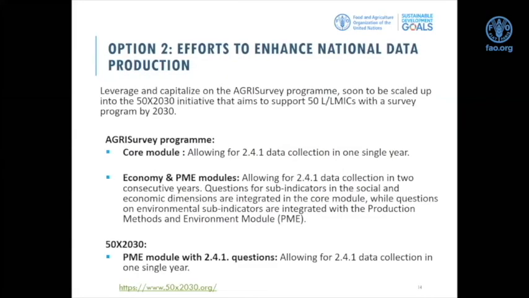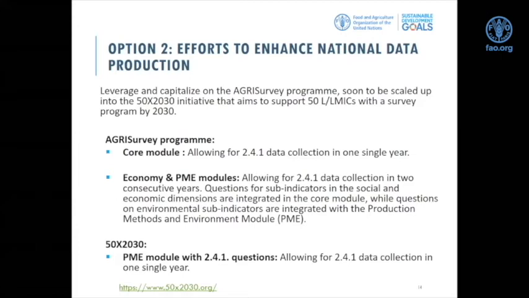Same documents. So this is the first option that we have developed: a survey designed around the methodology of SDG 2.4.1 along with all these support documents. The second option that we have developed is that we wanted to leverage and capitalize on the AgriSurvey program, which is soon to be scaled up into the 50 by 2030 initiative, a flagship program of FAO, supported as well by the World Bank and IFAD, that aims to support 50 lower and lower-middle income countries with the survey program by 2030.